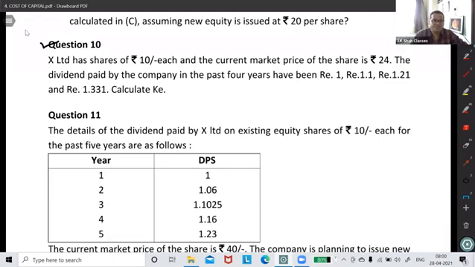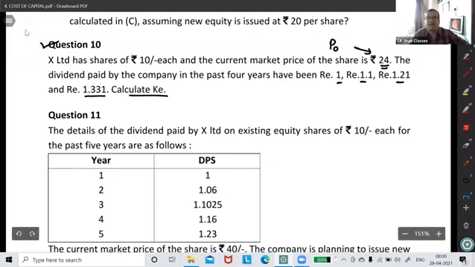See, let's read the question. X Limited has shares of rupees 10 each, and the current market price is how much? 24. So yes, we know the current market price. Dividend paid by the company in the past 4 years have been 1, 1.1, 1.21, and 1.331. Calculate KE. Guys, that means you are given the trend in the dividend of past few years. So from that trend in the dividend, we can find the trend in the growth rate, and that we can apply.